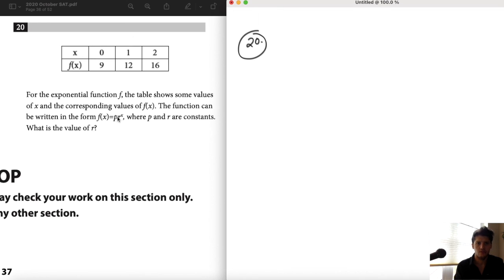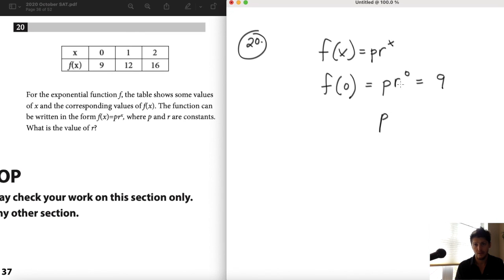Yes, x is 0. So for instance, we know if f of x equals PR raised to the power of x, we know that f of 0 equals PR to the power of 0, and we know what that equals from the chart. F of 0 is equal to 9. Okay, so this is useful because anything raised to the 0 power, I don't know what r is yet, but anything raised to the 0 power is a 1. So now I know p times 1 equals 9, aka p equals 9. So now I'm halfway home.